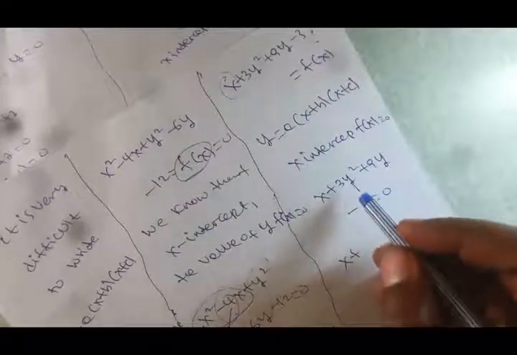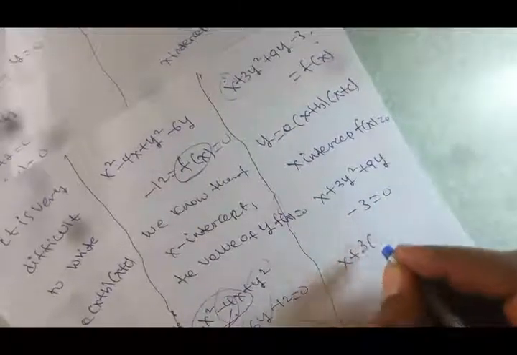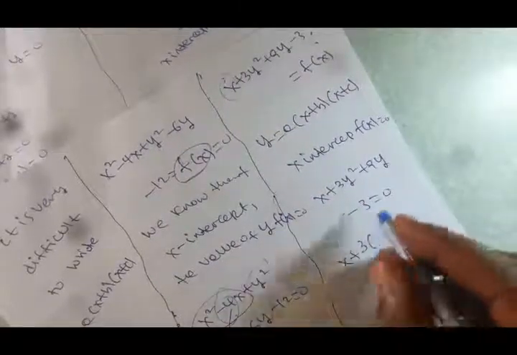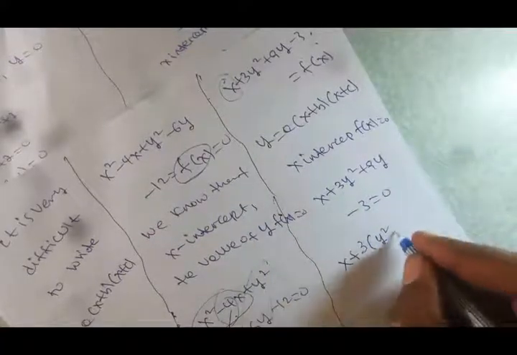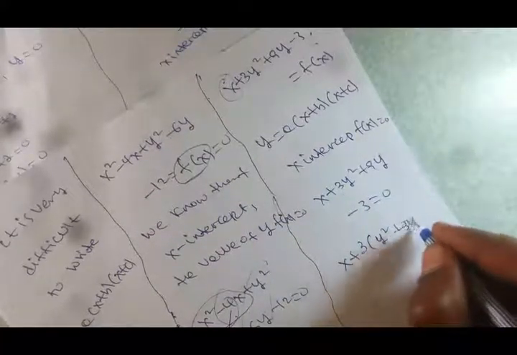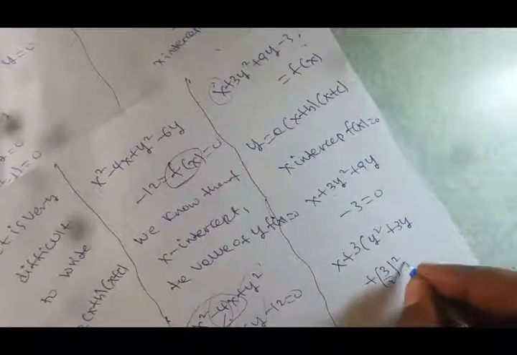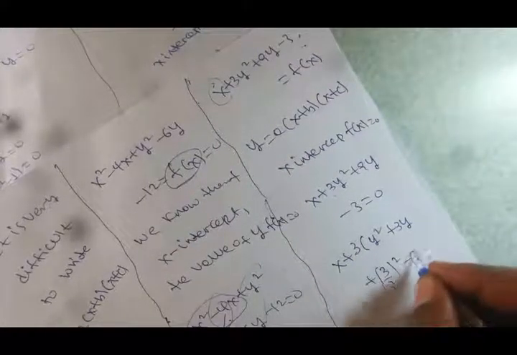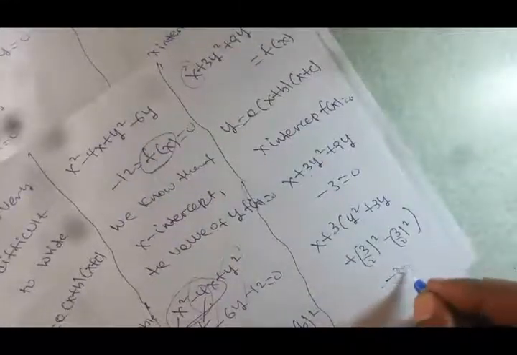So in our case the coefficient is 3, so we have to take it common. Therefore 3y square divided by 3, y square will be left. When 9y is divided by 3, plus 3y will be left, plus 3 over 2 the whole square minus 3 over 2 the whole square, minus 3 is equal to 0.